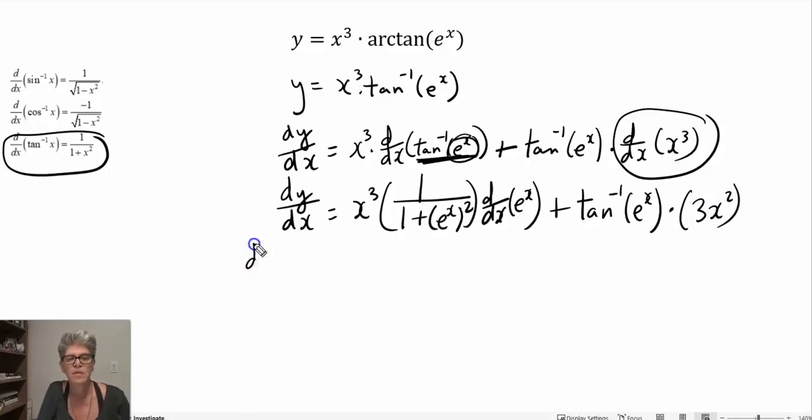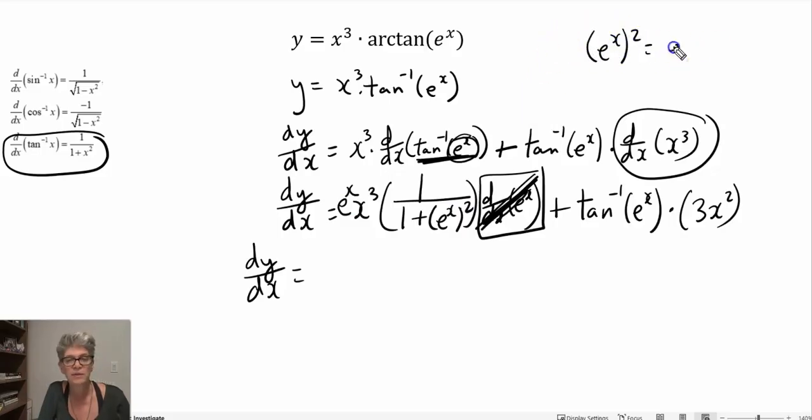Okay, and so I'm going to have, now the derivative of e to the x is just e to the x. So I'm actually going to multiply that out the front. And e to the x squared is just going to be e to the power of 2 times x. So the rule is you multiply those. So I'm going to write that all as one fraction.